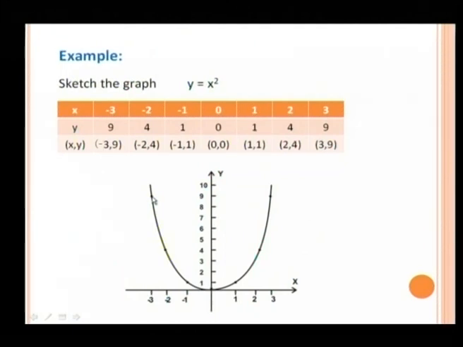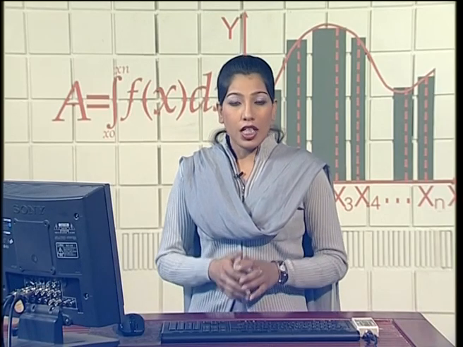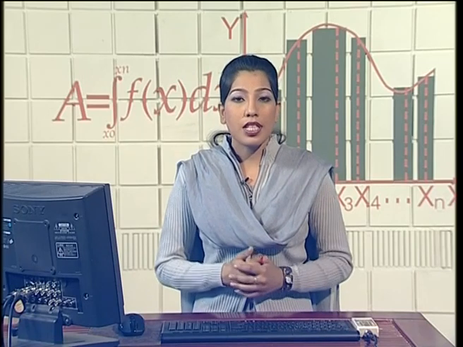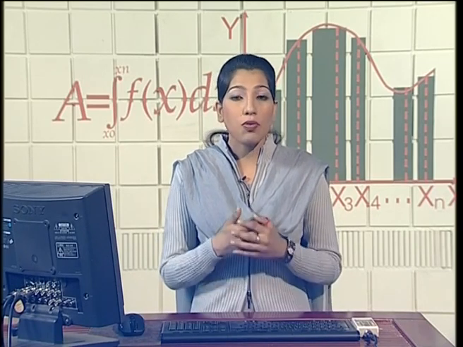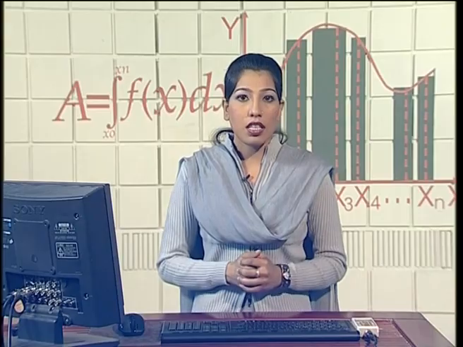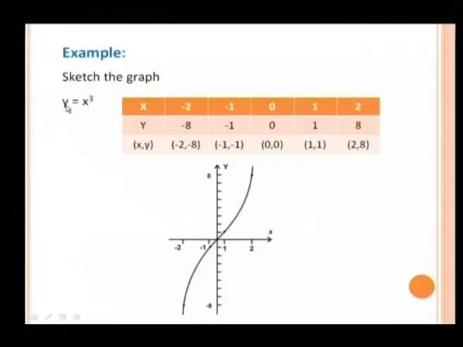After plotting all these ordered pairs in the Cartesian coordinate system, we have to join all these points with the help of a freehand curve. So we will get the graph for this equation, which is y is equal to x square. Now we will consider some more examples, and the example which we are going to explain is that we have to sketch the graph y is equal to x cube.